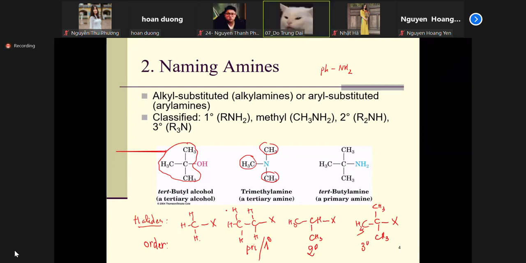Could you repeat the question again, please? Okay, you can see the name of alcohol, right? And you see the name of amine. So alcohol means that kind of functional group, and amine is the kind of functional group here. But how do they put all the substitution and functional group in the name of alcohol compared with the name of amine? How do they put it together?